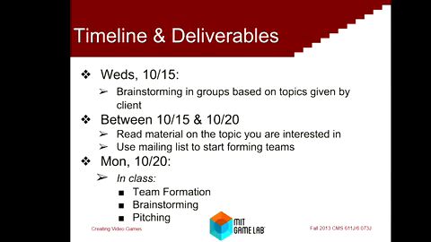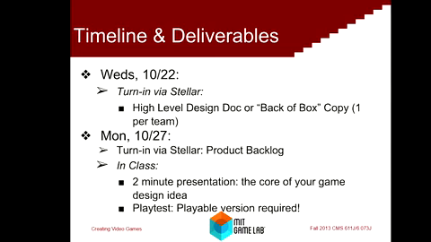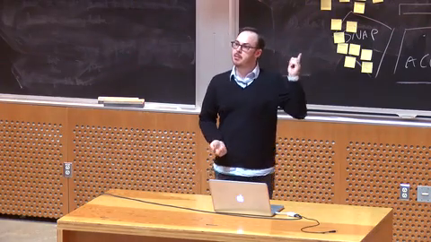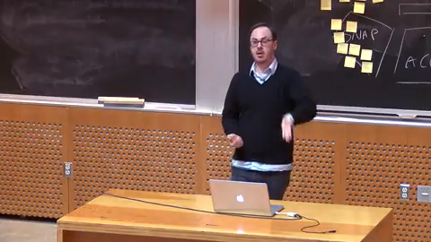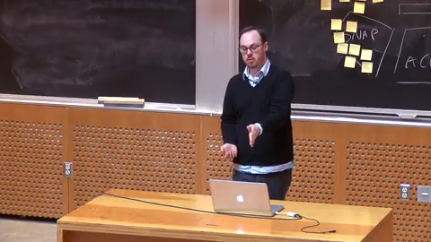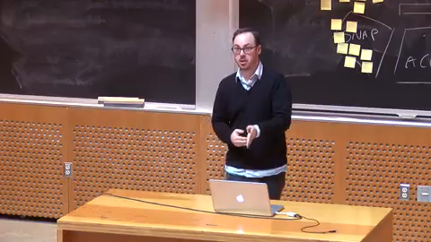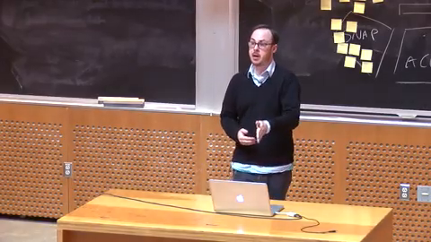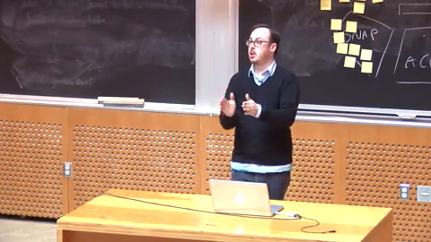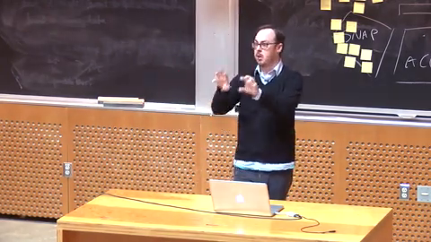So your deliverables, that was from up till now. On Wednesday, turn into Stellar a high-level design doc or back-of-box copy, the same form we've been using previously. Some kind of vision statement that says, at this point, these are what we think the features are going to be. If at any point you make a significant design change, where our feature list is going to change, our game is going to look different, update that document. You have up until the end of the semester to do that. And whatever that document is on the last day of class should be what game you're turning in.